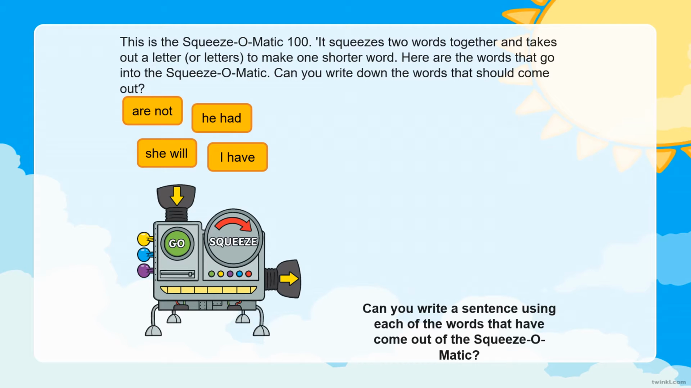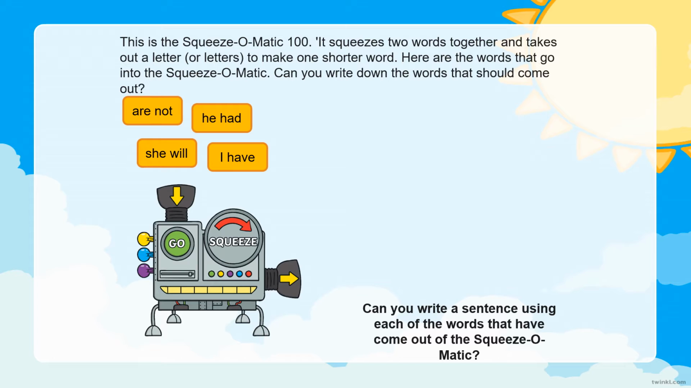So here is a machine, and what that machine does is it puts two words together, and then out the other side you'll see that some of those letters from those two words have been taken out, and where they've been taken out an apostrophe has been put in place. So for example, I'll show you one.